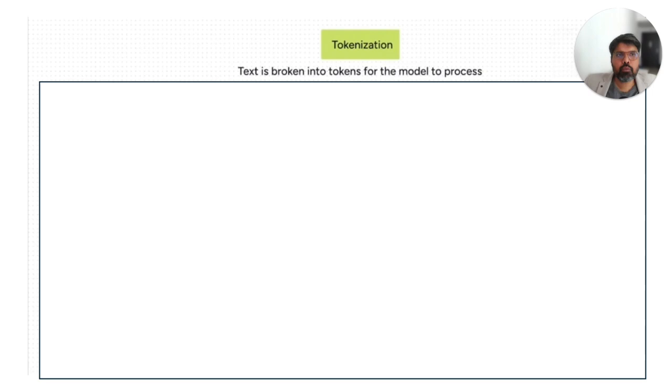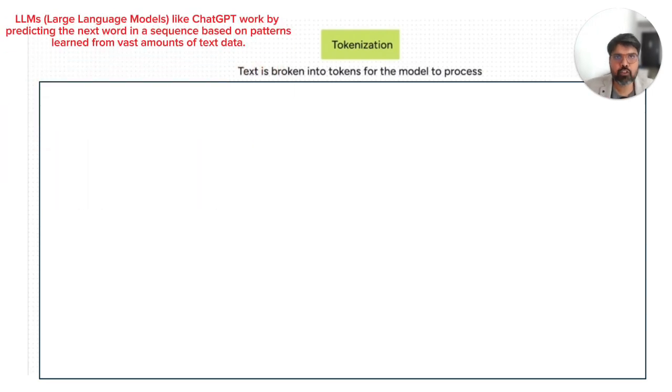Good morning everyone. A lot of people ask me how does ChatGPT or an LLM work. I have broken it down into 5 major steps. The first step is tokenization, where the text is broken down into tokens for the models to process.